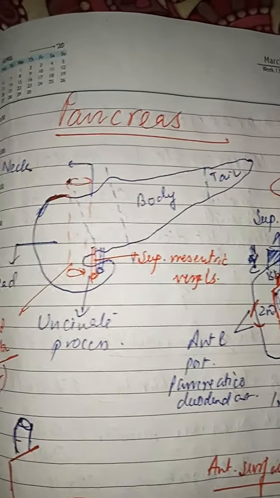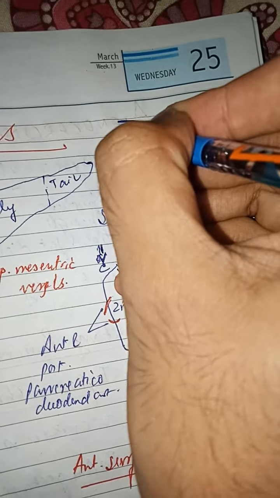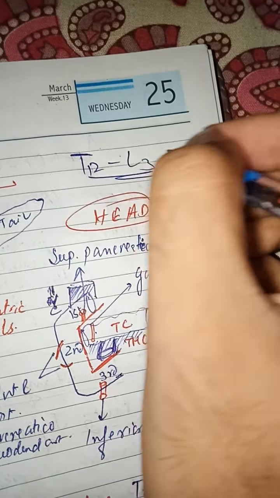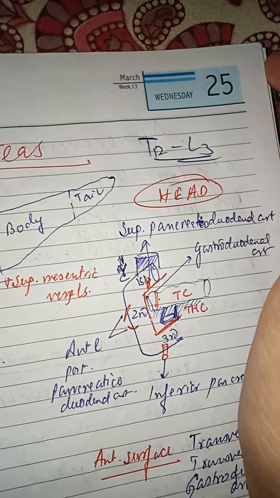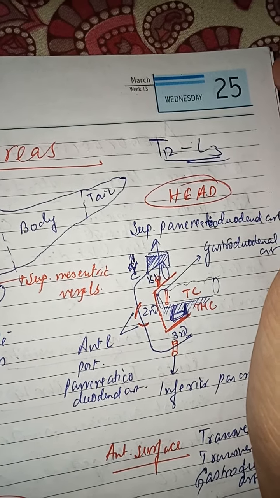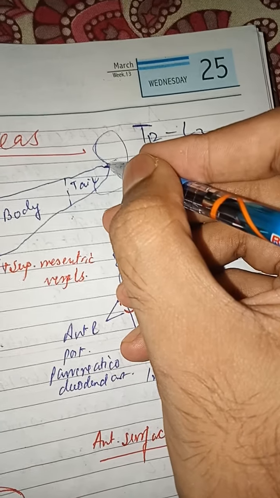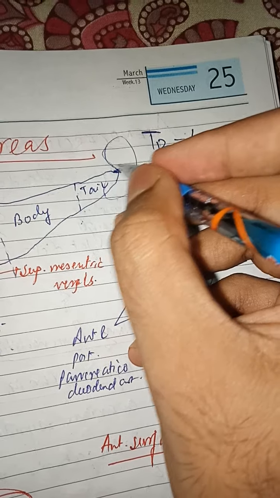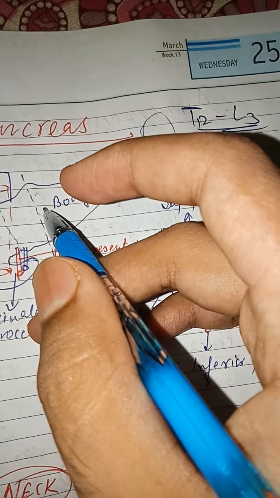The pancreas is located between the T12 to L3 vertebral level. It is a retroperitoneal gland, and it is attached to the spleen, because here is the spleen, by the splenorenal ligament, linorenal ligament, and the pancreas weighs 80 to 90 gram.